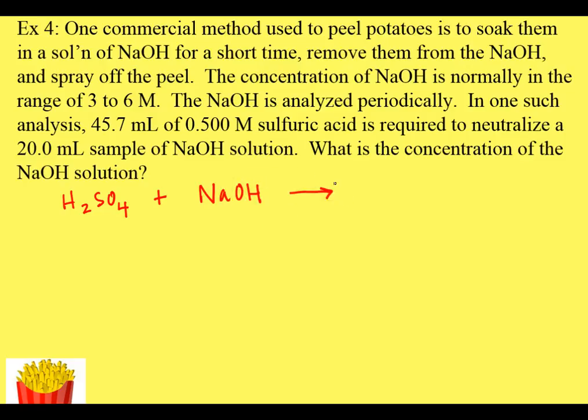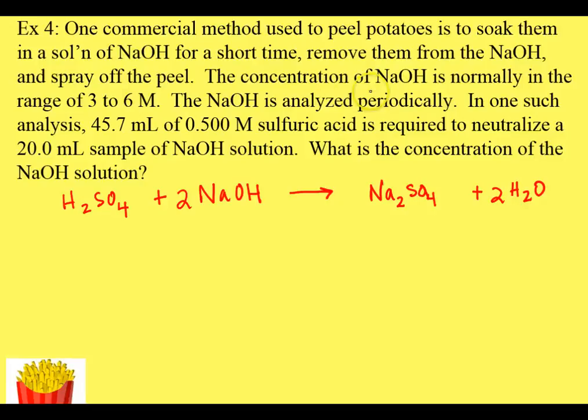The products would be sodium sulfate, which if you do the crisscross, sodium is +1, sulfate is -2, so it's Na2SO4, and our other product is water. Taking a look at the coefficients, we can place a 2 in front of NaOH and a 2 in front of water. And I'm going to go back through the problem and read what I know.